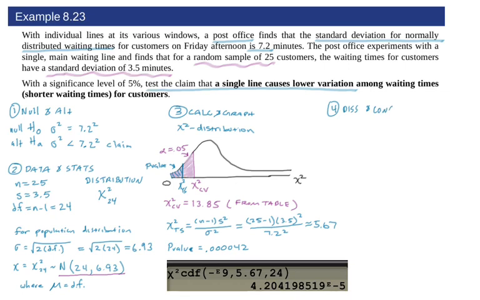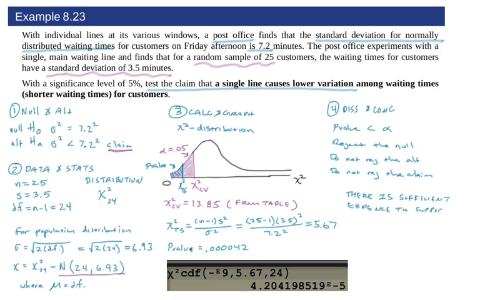So our fourth step, let's talk about the discussion and conclusion. P-value is less than alpha, so we reject the null. Then we do not reject the alternative and the claim, because the alternative this time around is also our claim there. So we could use language that we support in this case. So we would say there is sufficient evidence to support the claim that, and we could just copy it word for word, that a single line causes lower variation among wait times.